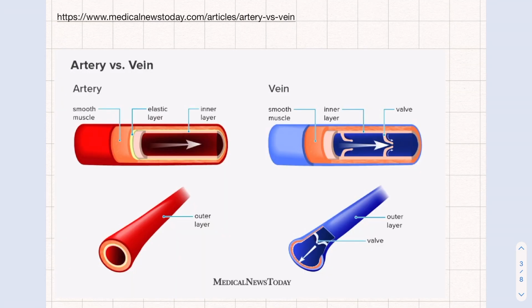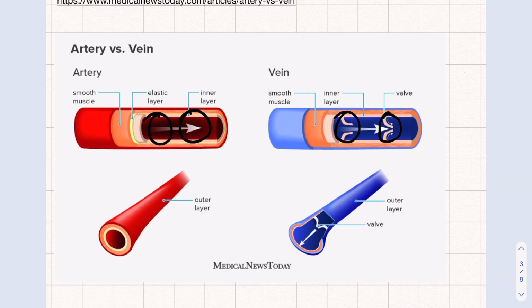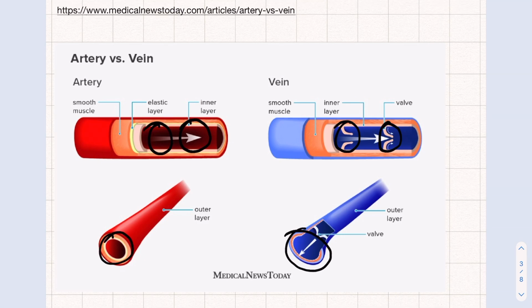So in this picture, you can see that veins have valves, arteries don't have valves. It's not clearly shown over here, but veins have an uneven lumen, arteries have a more circular and small lumen. Artery walls are thicker, vein walls are thinner than arteries. Arteries have more tunica media, while veins have more tunica externa.